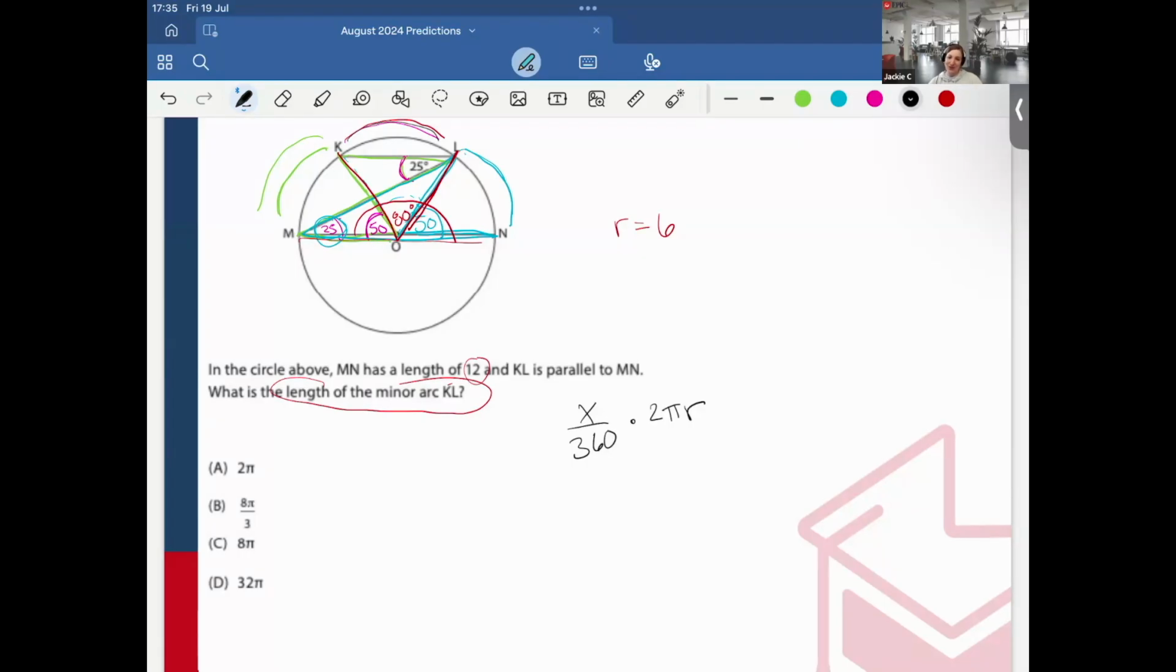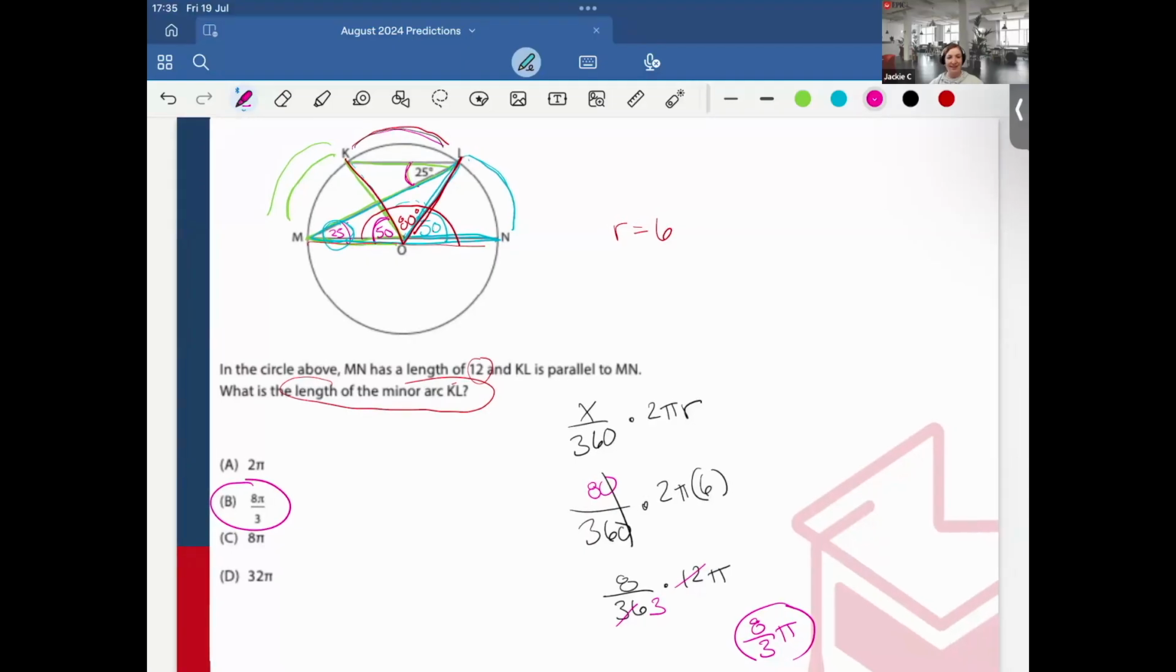Okay, so let's do that. So I have the degrees, right? It's 80 over 360. Can cancel the zeros. This would be times 2, and the radius we established was 6, so then this would be 8 over 36 times 12 pi. 12 goes into 36 3 times. So I can see this will simplify to 8/3 pi, which is correct choice B.